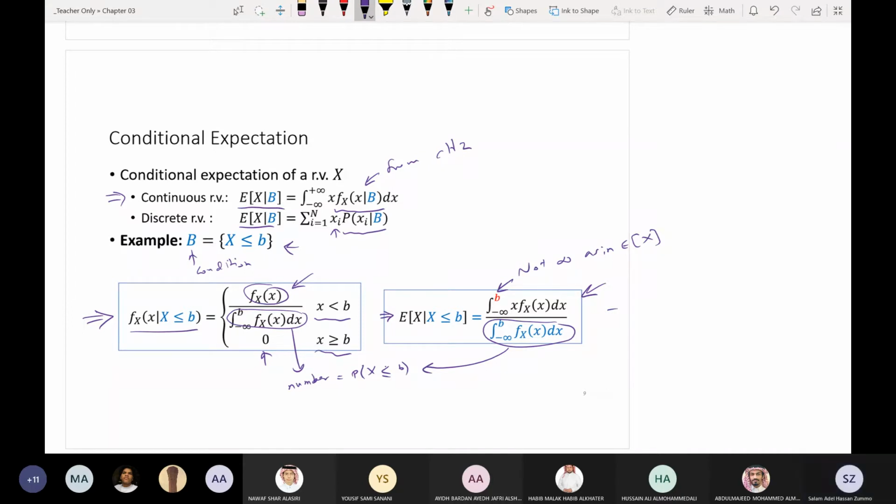Okay. Any question, Ishmael? So simply, the conditional expectation works very similar to the expectation, except that we only use the conditional PDF, which is of X given B. We don't use the normal or the original PDF.